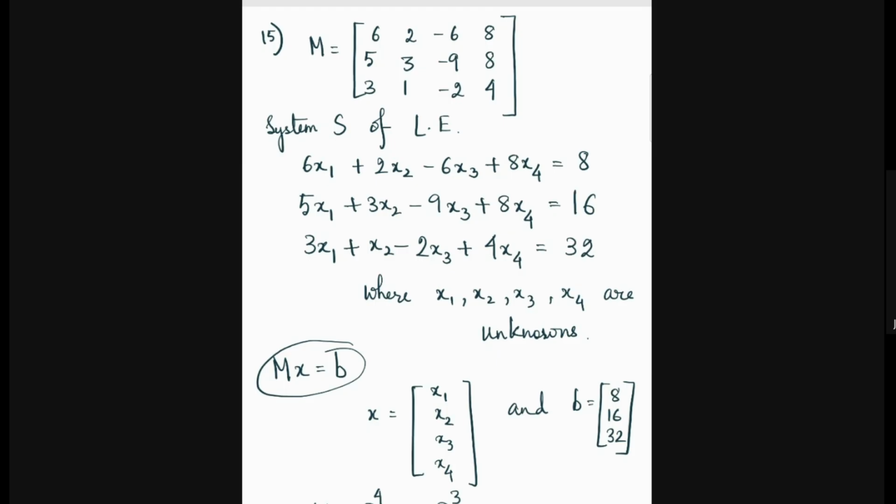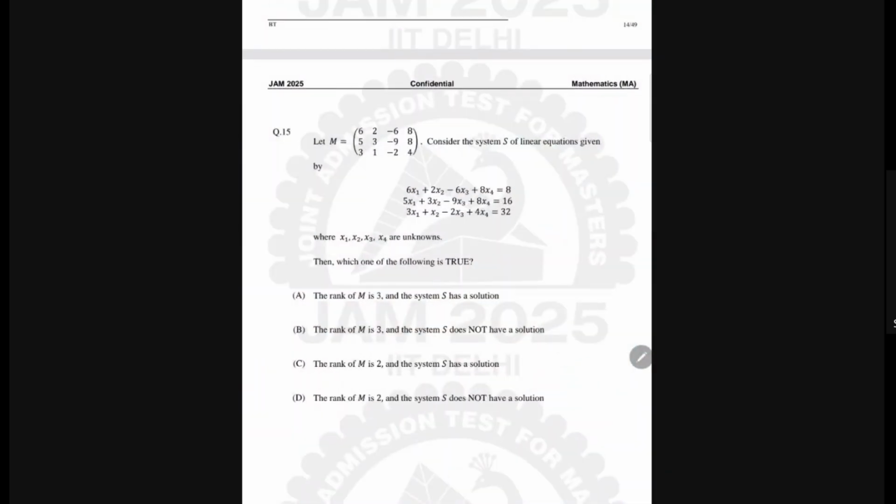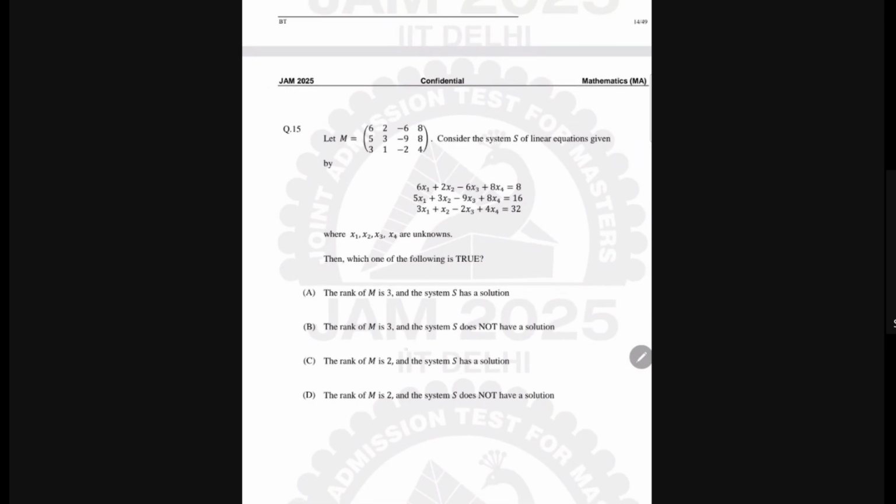Do you know something called the augmented matrix? Yes, ma'am. To have a solution, the rank of M should be equal to the rank of the augmented matrix M by B, right? But first try to find out what is the rank of M. I will give some hint: as you can see in the question, the first statement is about the rank of M. So you can negate at least two options from here.